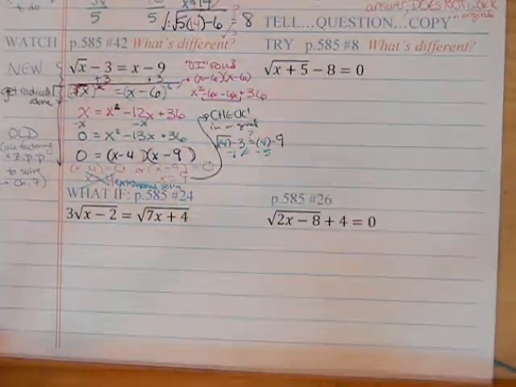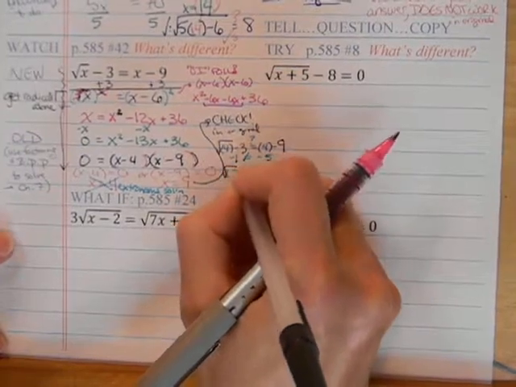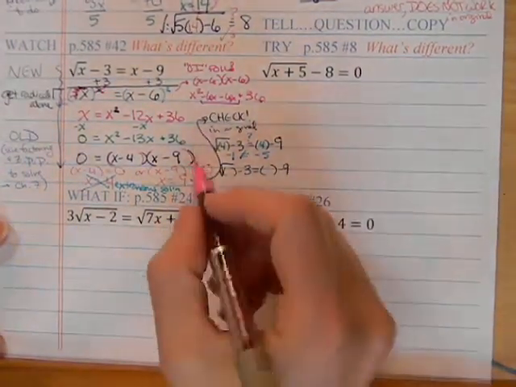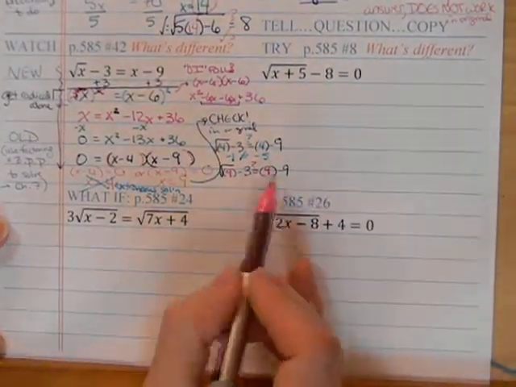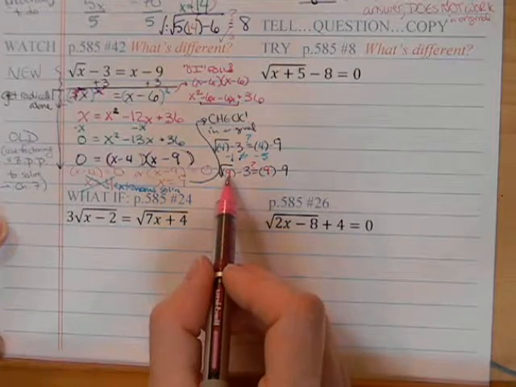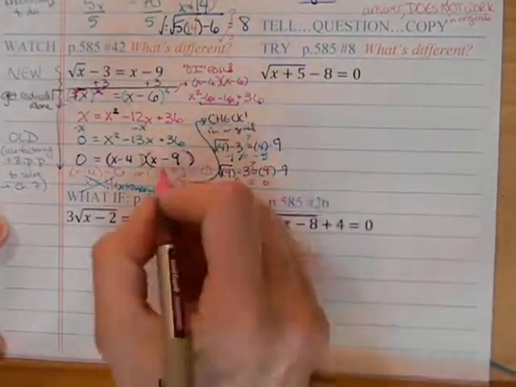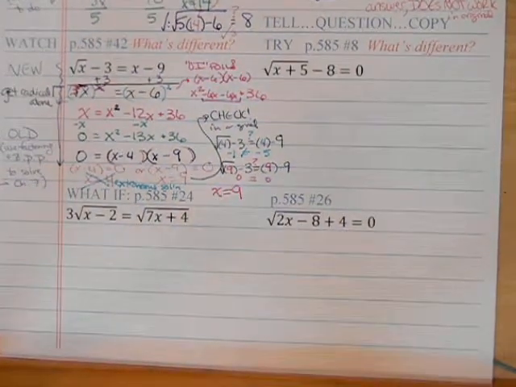And then let's try checking the other solution, 9. So again, I'm going to take radical x minus 3 equals x minus 9, leave myself some workspace. I'm going to try 9 in there. Does that equal? Put 9 in for the x's. Square root of 9 is 3. 3 minus 3 is 0. 9 minus 9 is 0. These are equal, so this is our solution. X equals 9 is our final solution.